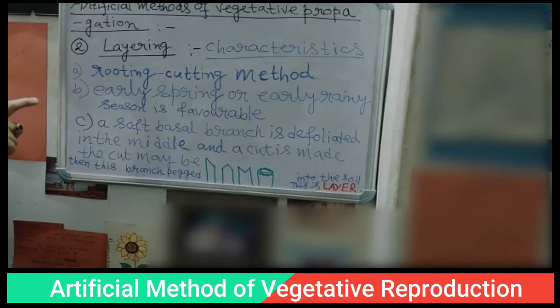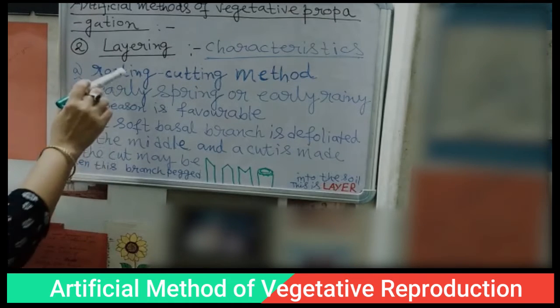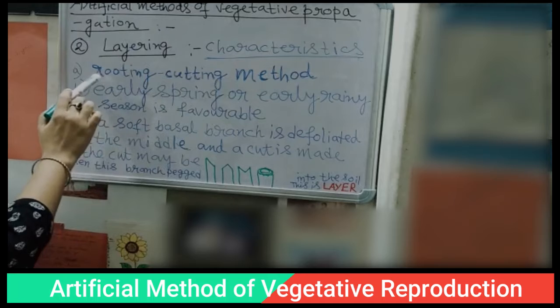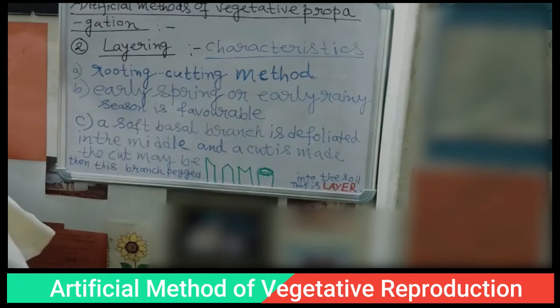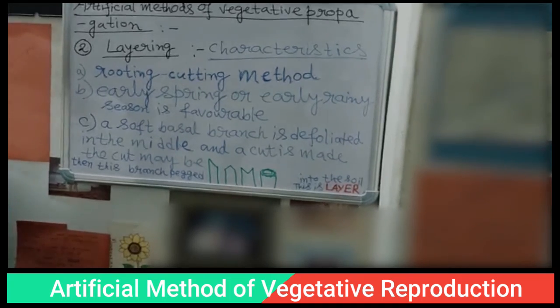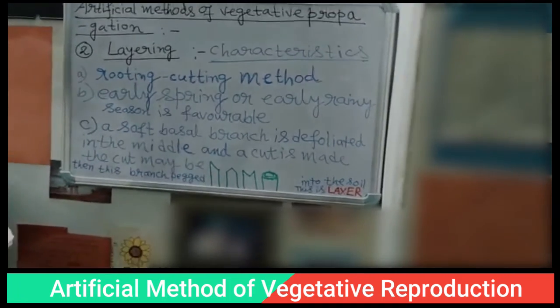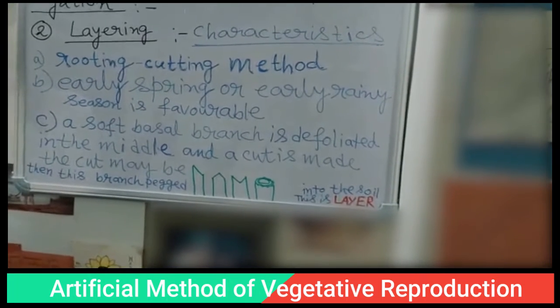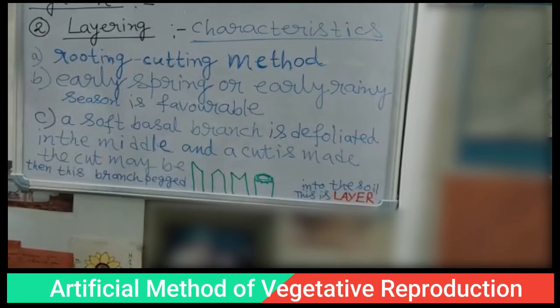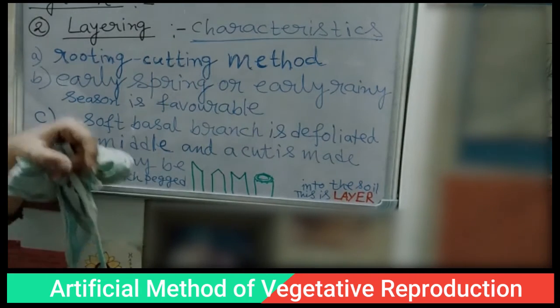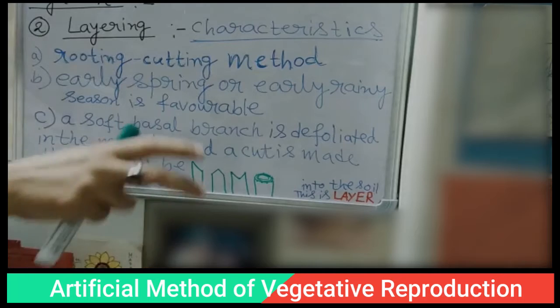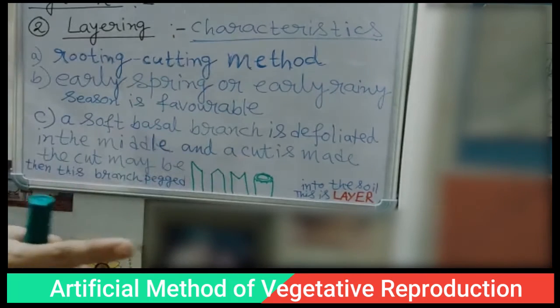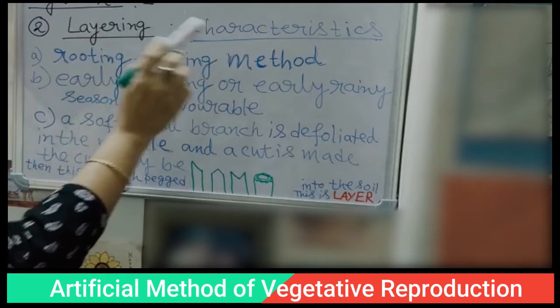Now I am explaining layering. So, characteristics, features of layering. Layering is called the rooting cutting method. Why is it called the rooting cutting method? Because when adventitious roots appear in the cut portion of a stem or branch, then we cut the stem from the parent plant, and with the adventitious roots we place it in another pot or nursery or in soil. So it is called the rooting cutting method.